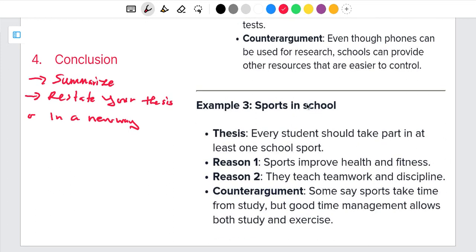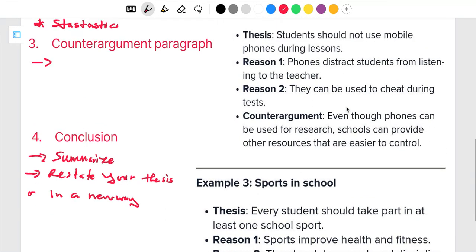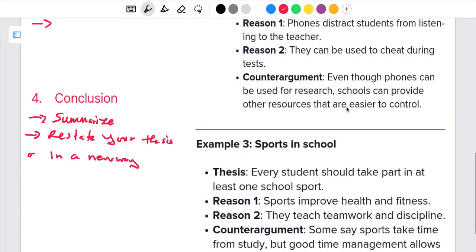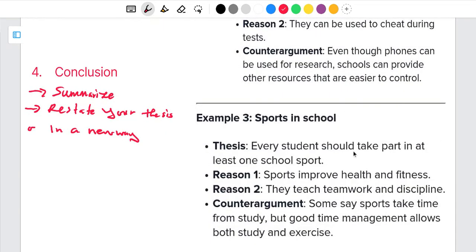Then for example number 3, let's talk about sports. Should we include sports in schools or should we abolish them? Okay, so here we are agreeing for. On this part here, every student should take part. So we are agreeing, we are saying, should schools engage in sports activities?